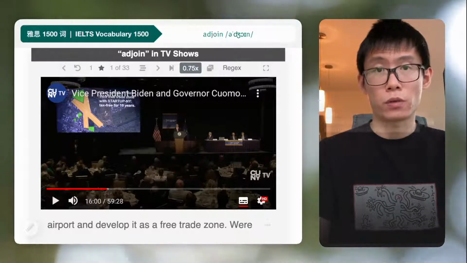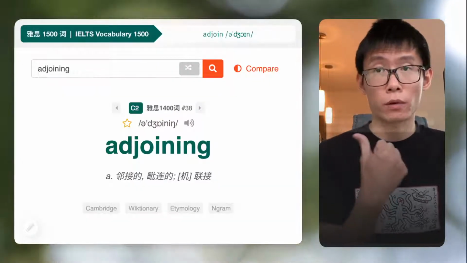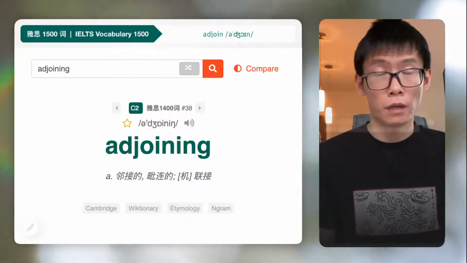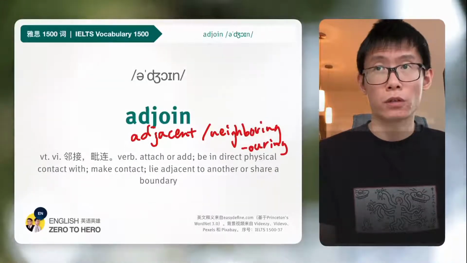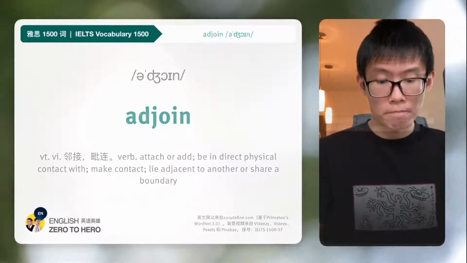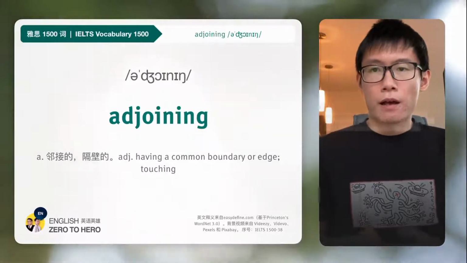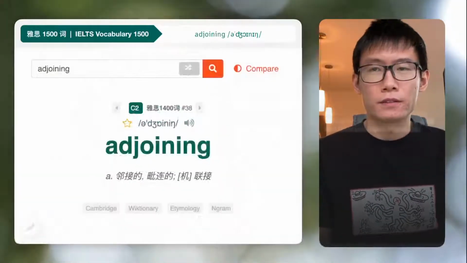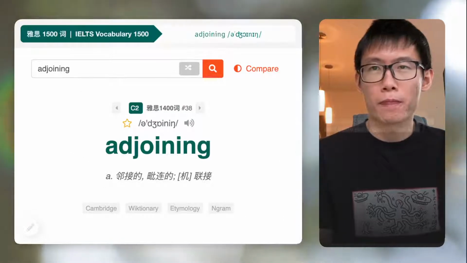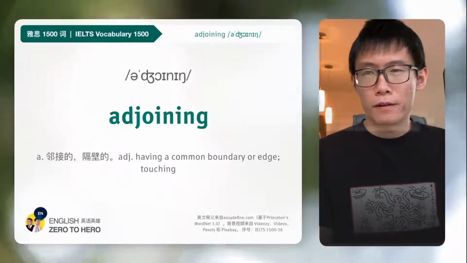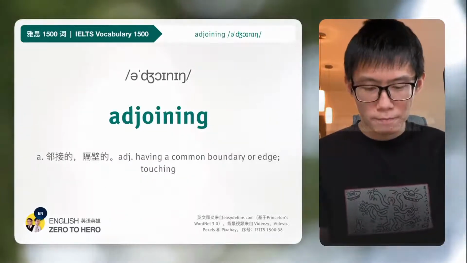Right, so that's adjoin. We'll take a look at adjoining more. Adjoining is a little bit more common. So let's take a look at adjoining. It's a mouthful.